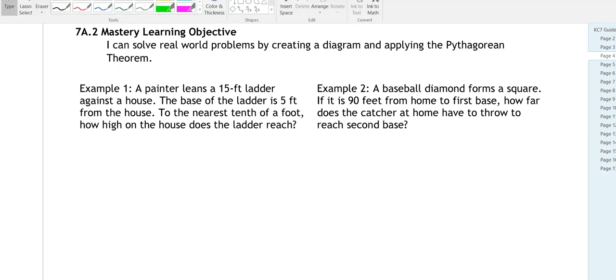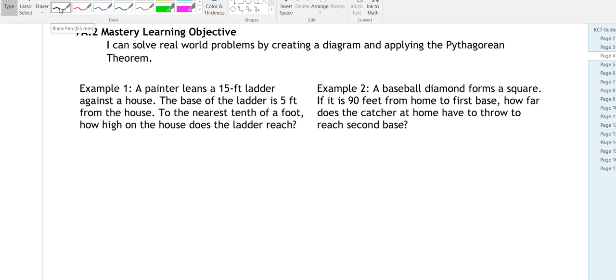Hey guys, in this video we're going to be starting 7A.2. Our master learning objective is I can solve real-world problems by creating a diagram and applying the Pythagorean theorem. So we're still using that theorem from before. We're just using these real-life scenarios to help us figure out a missing side or a missing hypotenuse, depending on whatever scenario we have.